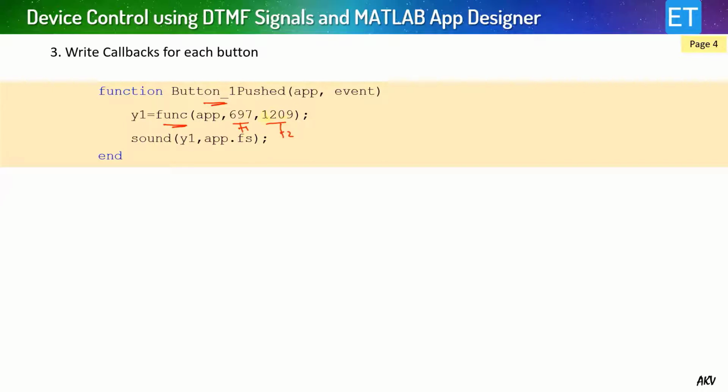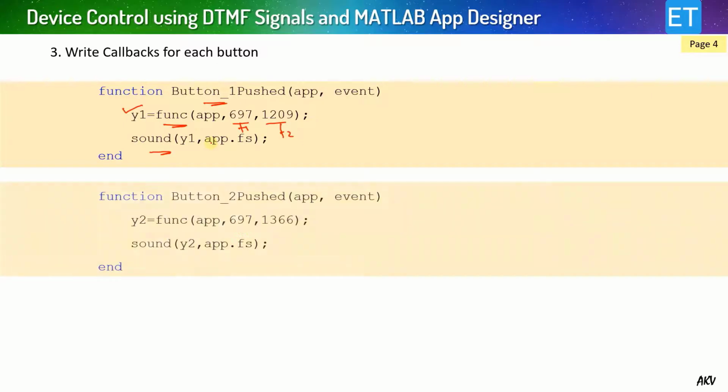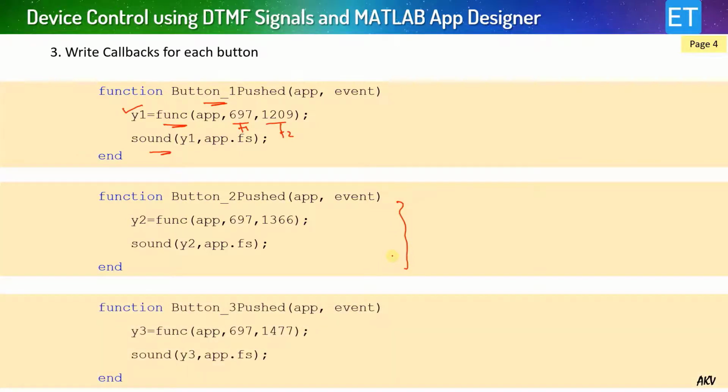With the help of f1 and f2, it generates two sine waves of 697 Hz and 1209 Hz, and adds them to generate the DTMF tone y1 corresponding to the key press 1. And with the help of this sound command, you are playing that sound, generating it via your laptop's sound hardware. And this is the callback function for button press 2, and this is the callback for key press 3.